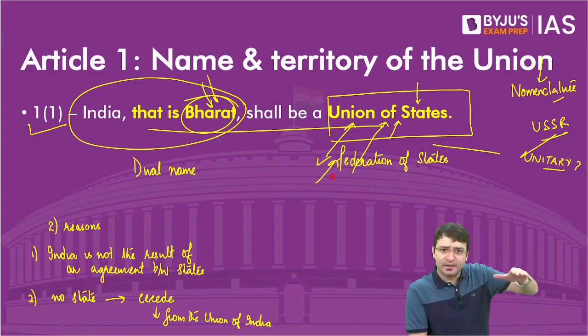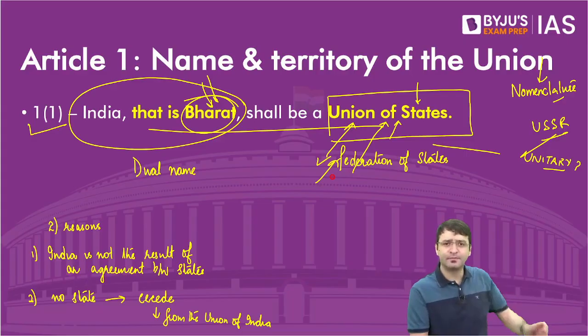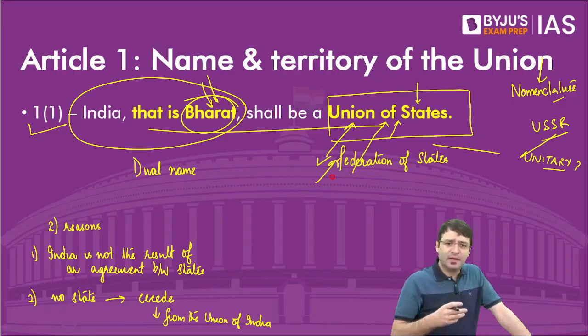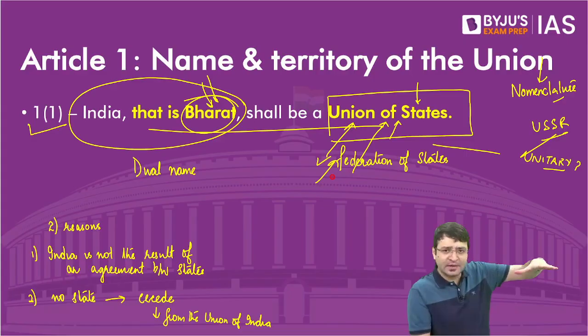In North America, there were 13 British colonies. Britain was the biggest colonizer of its times. It was under the British rule that there was a vast majority of Asia, Africa, as well as North America. Just like India was a colony of Britain, in the similar fashion, there were 13 British colonies in North America.